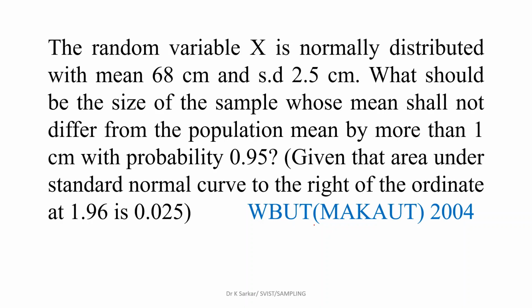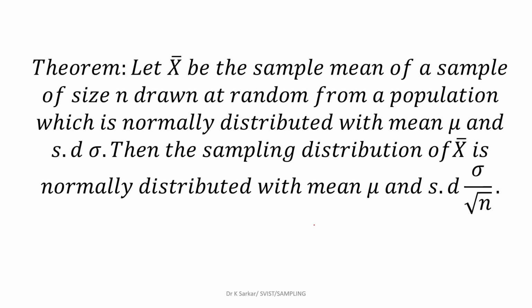Before going to the solution of the question, let's see one theorem. The theorem states that let x bar be the sample mean of a sample of size n drawn at random from a population which is normally distributed with mean mu and standard deviation sigma. Then the sampling distribution of x bar is normally distributed with mean mu and standard deviation sigma by root over n.